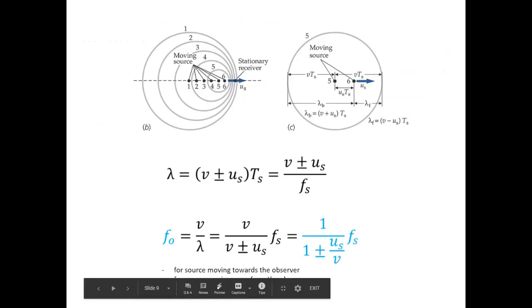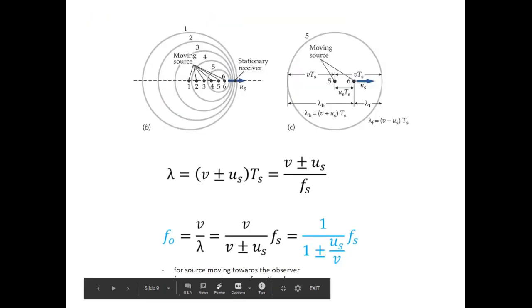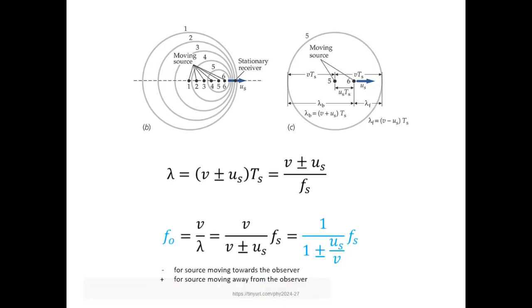Take F sub O, the frequency heard by the observer, which equals 1 divided by 1 plus or minus U_S over V, times the frequency given out by the source. U is the speed of the source, V is the speed of sound. You take the plus when the source is moving away from the observer. You take the negative when the source is moving towards the observer.